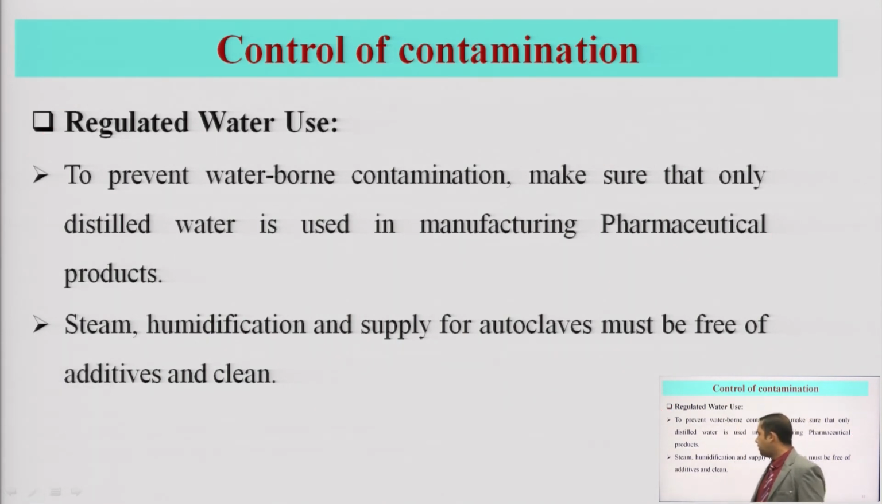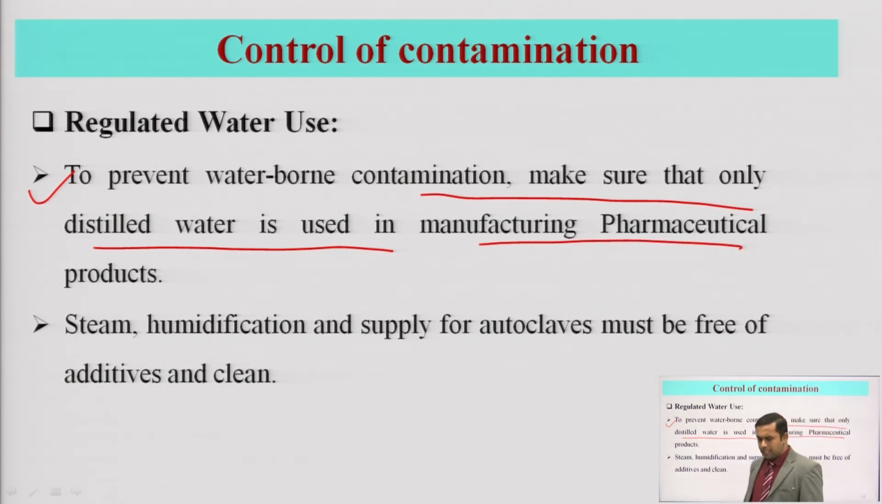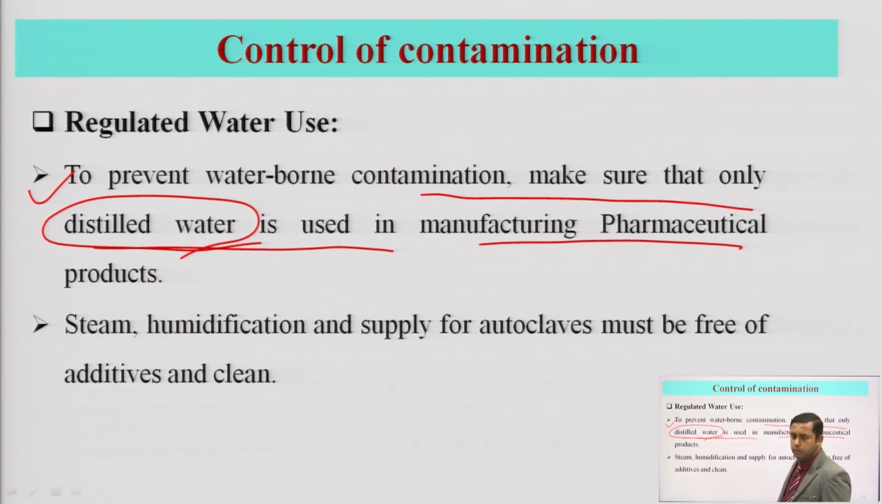So, if the QC chemist finds any contamination of microbes in that particular substance, they will tell them to stop using that water. That is why, to prevent waterborne contamination, make sure that only distilled water is used in the manufacturing of the pharmaceutical product.